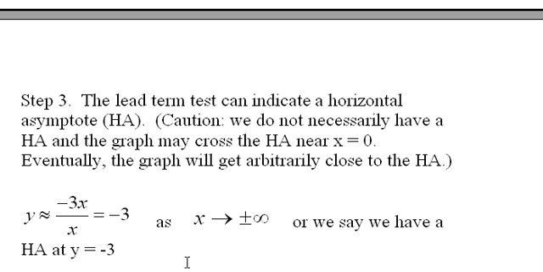So I look at the function, I take the lead term on top and the lead term on the bottom, the highest power, top and bottom, and I get negative 3x over x, and that's what y is approximately as x gets big, either in the positive or negative sense. Of course, we can reduce this to negative 3. So we say that we have a horizontal asymptote at y equals negative 3. And the interesting thing is this function, which was so complicated, a rational function, just turns into the horizontal function y equals negative 3 as x gets very, very big.